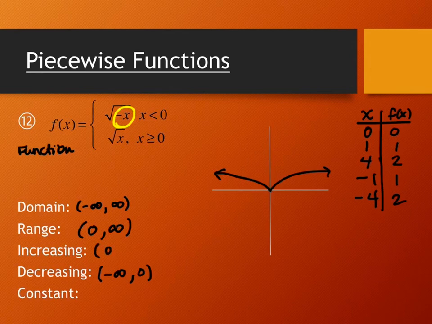Oh, I don't know why I put a parenthesis there. I did it in both places, actually. Let me fix those. All those zeros were supposed to be brackets. There we go. All right, so it's increasing from 0 to infinity. And then the constant, again, is on this one, none.